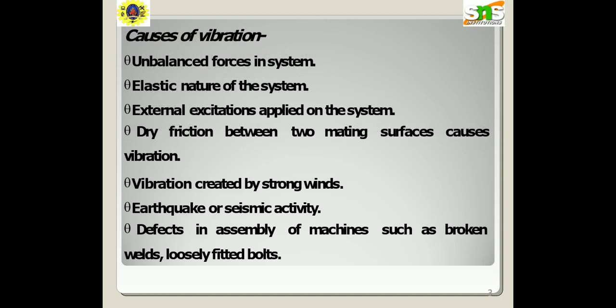The causes of vibration are earthquake or seismic activity, vibration created by strong wind, unbalanced force in the system, external excitations applied on the system, elastic nature of the system, dry friction between two mating surfaces, and defects in assembly of machines such as broken welds and loosely fitted bolts.